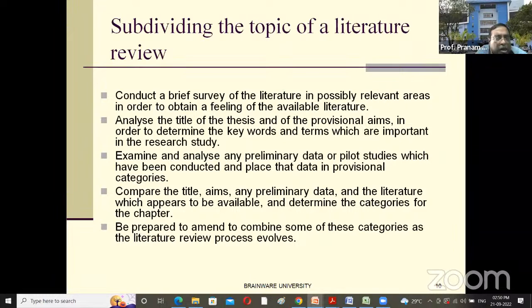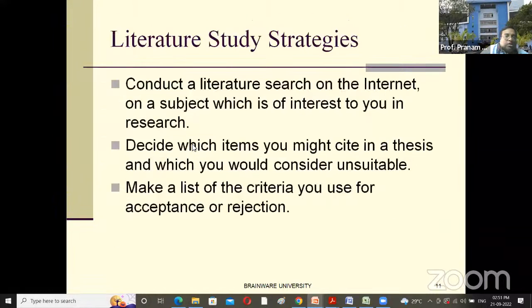Conduct a brief survey of the literature in possibly relevant areas in order to obtain a feeling of the available literature. Analyze the title of the thesis and of the provisional aims in order to determine the keywords and the terms which are important in the research study. Examine and analyze any preliminary data or pilot studies which have been conducted and place that data in provisional categories. Compare the title, aim, any preliminary data and the literature which appears to be available and determine the categories for the chapter, and be prepared to amend or combine some of these categories as the literature review process evolves.